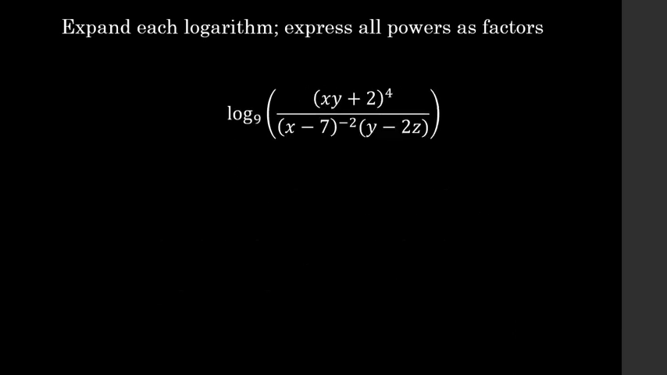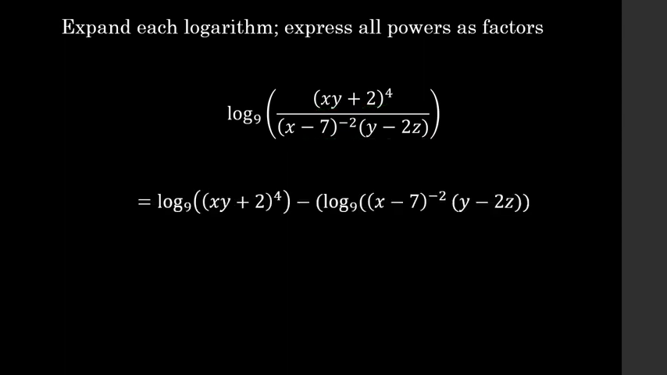Let's go on to another one here. We're going to expand log base 9 of xy plus 2 all to the 4th divided by x minus 7 raised to the power negative 2 times y minus 2z. Again, we're expanding, so we need to start off with the quotient property. We clearly have a quotient of things happening, so it's going to be log of everything on top minus log of everything on the bottom, and that puts us right here.